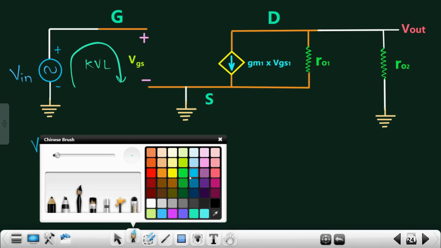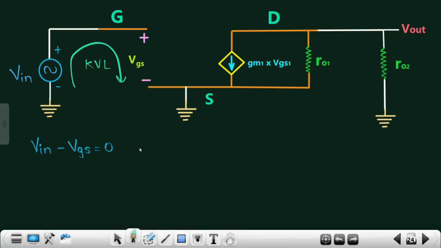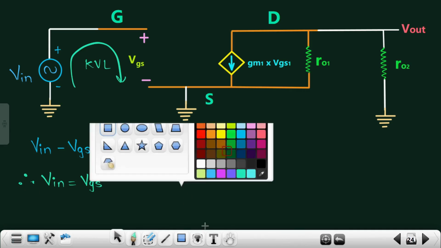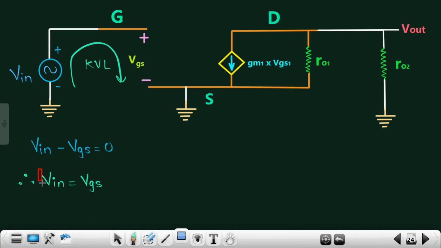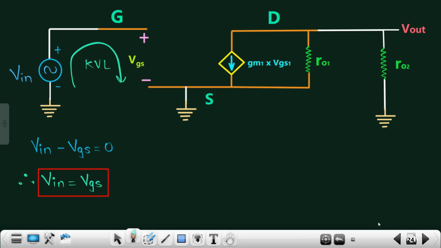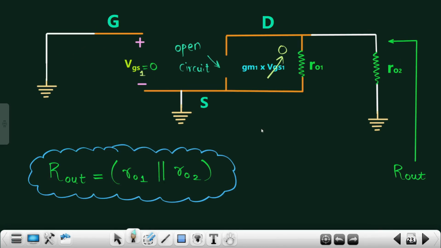So what will be my input voltage then? My input voltage will be equivalent to VGS. Just make sure to highlight this particular point, it is very important. So my input voltage is equivalent to VGS.